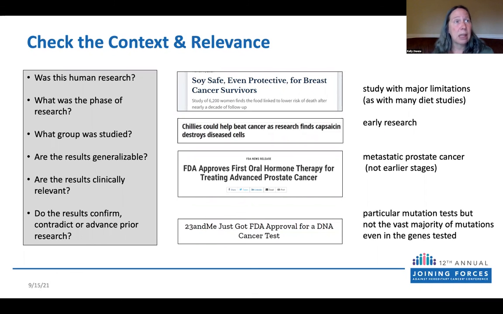The third one, FDA press release about an oral hormone therapy for treating advanced prostate cancer. This is really exciting if you have metastatic prostate cancer, but it's not necessarily relevant for the person who's dealing with early stage prostate cancer or a different kind of cancer. So really looking at who this is aimed at is important. And then the last headline about 23andMe that was approved by the FDA for a DNA test. This is a test of particular mutations in BRCA1 and 2, three mutations in particular, but not the vast majority of mutations in either BRCA1 or 2 or in any of the other genes associated with breast cancer. So it's very limited, might be useful for some people, but has a very narrow audience in some ways.